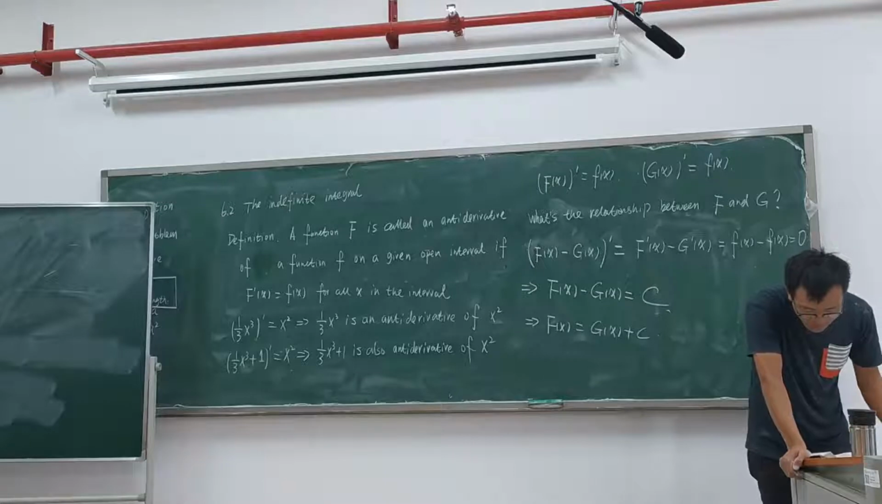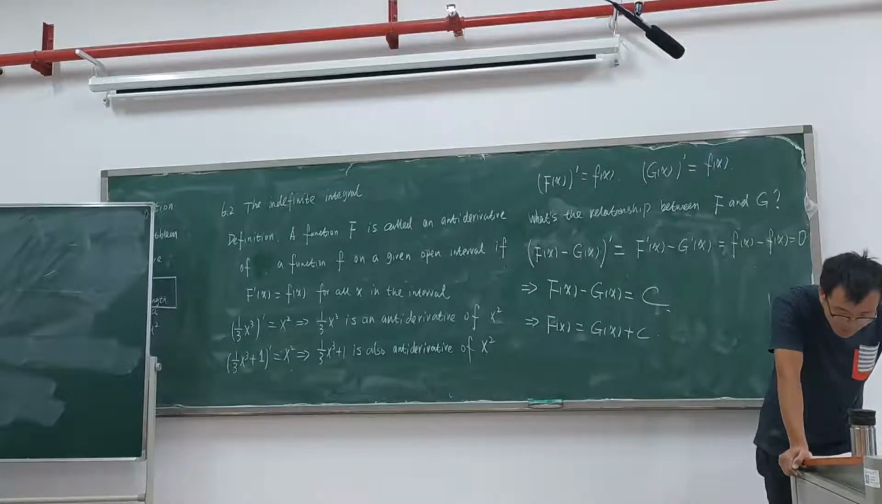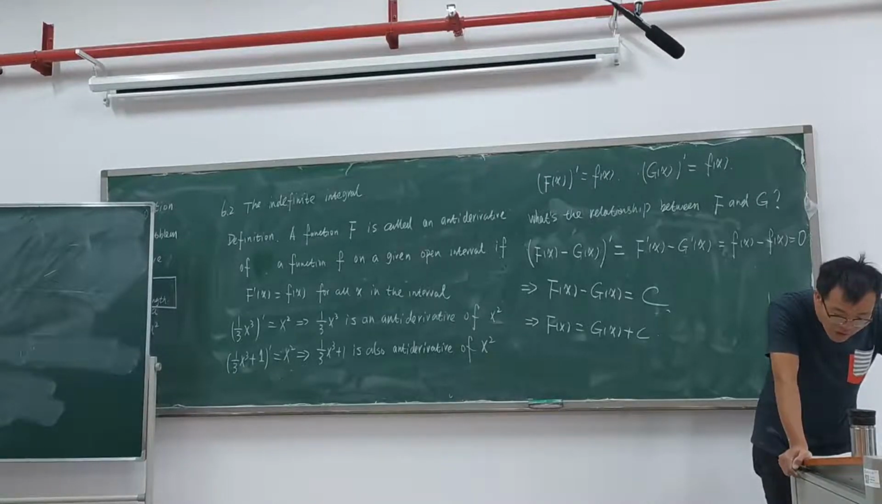Now we can see the page 271, the theorem 6.2.2. If capital F is any antiderivative of f on interval I, then for any constant C, the function F(x) plus C is also an antiderivative of f on that interval. Moreover, each antiderivative of f on the interval I can be expressed in the form F(x) plus C by choosing the constant C appropriately.